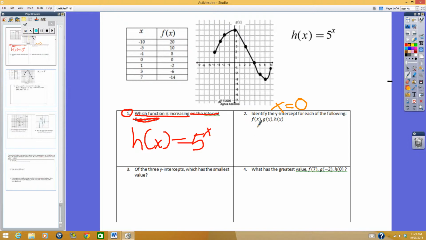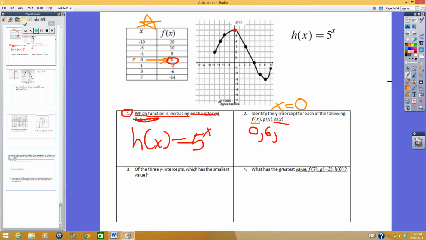So using that, let's think about it. The first one says f of x. So you go to this table, find where x equals 0, which is right here, and the f of x value, or the y value, is 0. So that's the y-intercept for that one. It just happened to also be 0, okay? The graph, you guys are really good at looking at that. What's the y-intercept? You go up and down on this y-axis until you find it, and it's right here. And that value would be 6, okay?